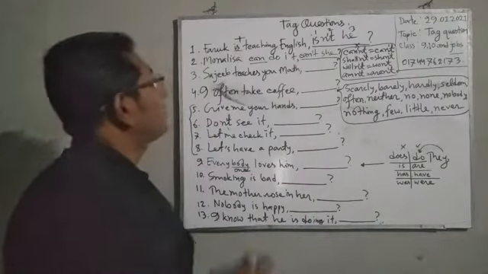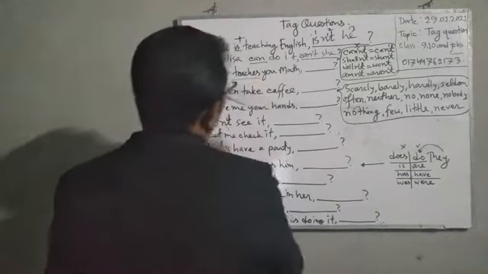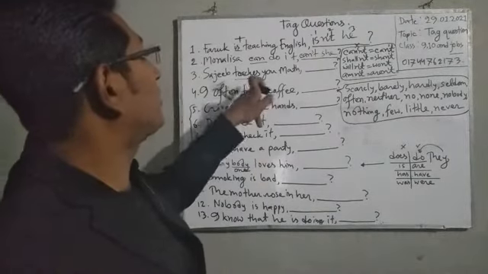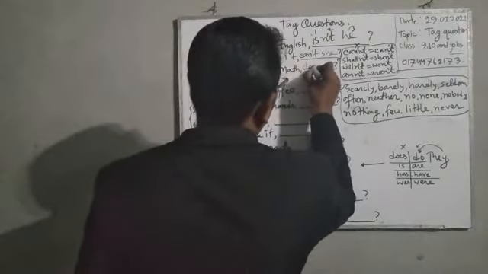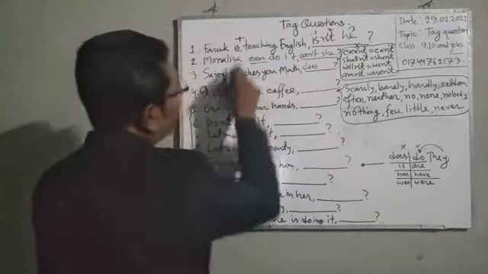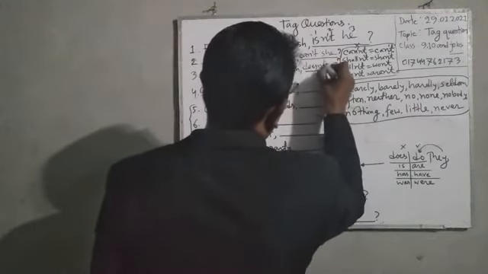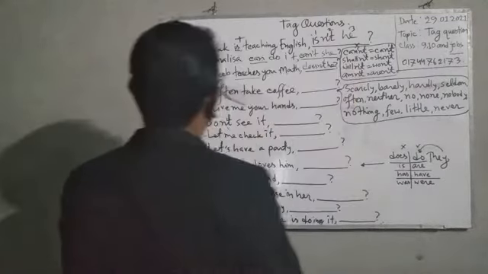Nextly, Shajib teaches you math. Here we don't get any auxiliaries or modal auxiliaries, rather we get s or es at the end of the verb. So we use here does. The sentence is positive, so we have to use the negative here: doesn't. Shajib is a name of a boy, so we use here he.